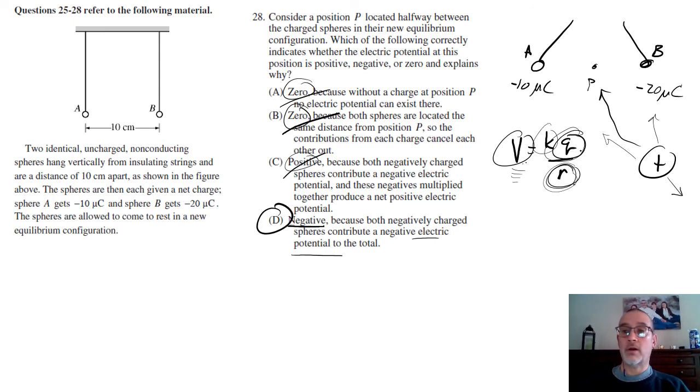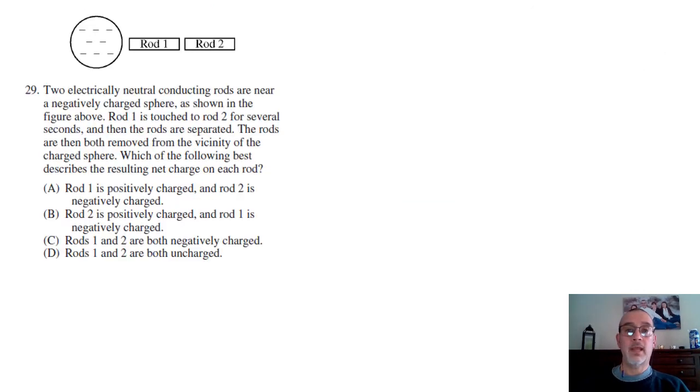I think we are on our last slide. Yes, here is our last slide. All right, this is a good question. We have two electrically neutral conducting rods near a negatively charged sphere as shown in the figure above. Rod 1 is touched to rod 2 for several seconds, and then the rods are separated. The rods are then both removed from the vicinity of the charged sphere. Which of the following is the resulting net charge on each rod?